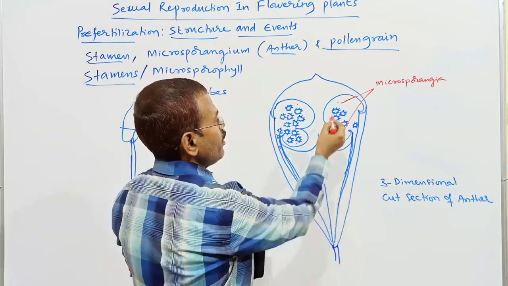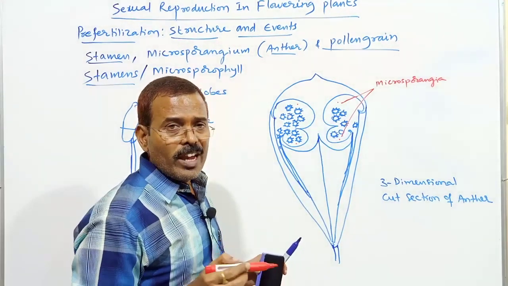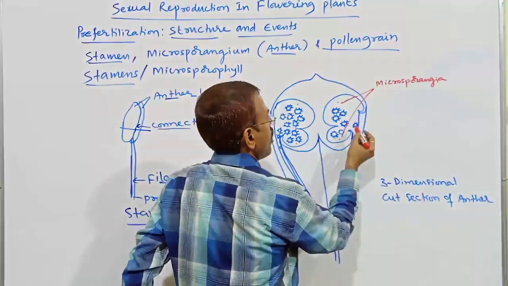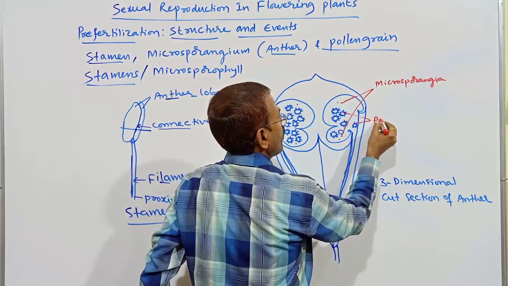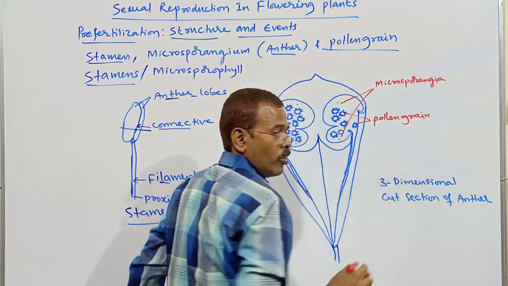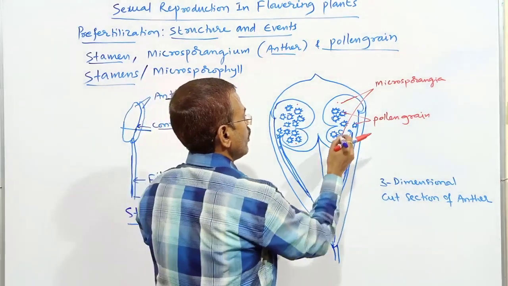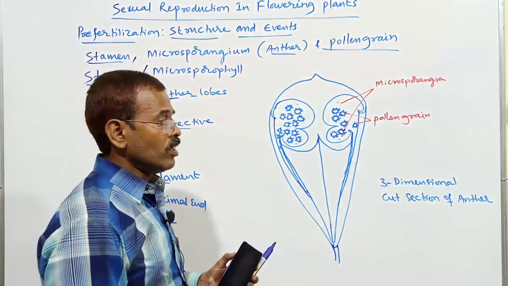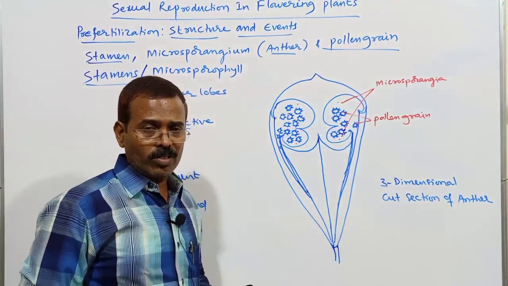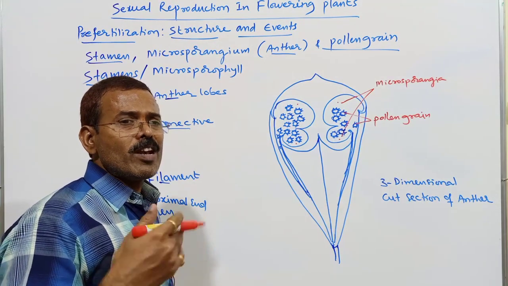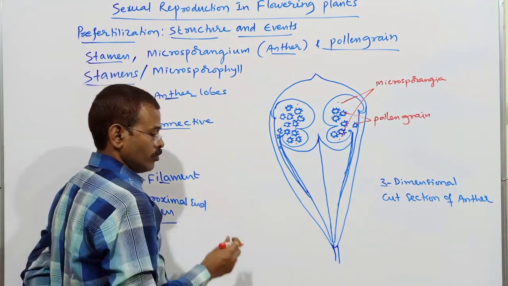Within the microsporangia, you can see the formation of a large number of pollen grains. On maturity of the anther, you can see the formation of a large number of pollen grains. So this is the three-dimensional cut section of the anther. See, the number of stamens is variable.